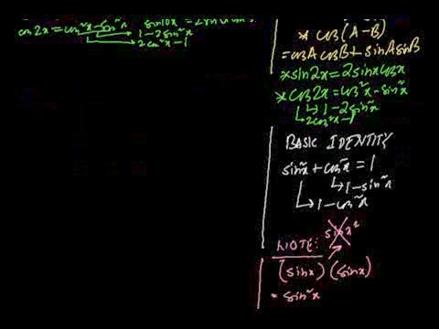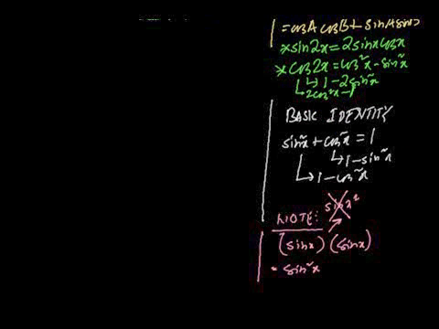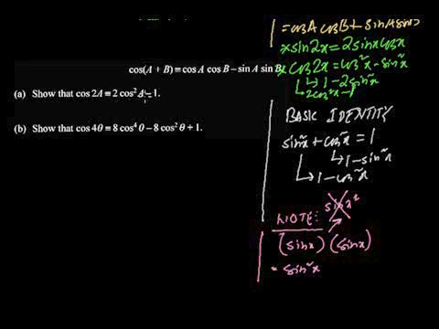So similar to the previous sum, here what we have is exactly what we did before. In this one, cos(A+B) is given, and we have to show that cos 2A is this.